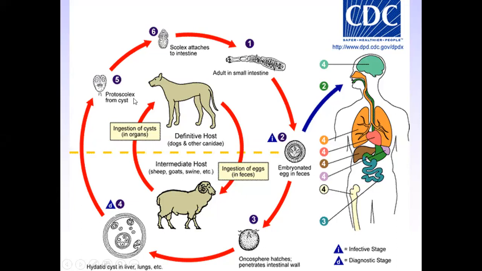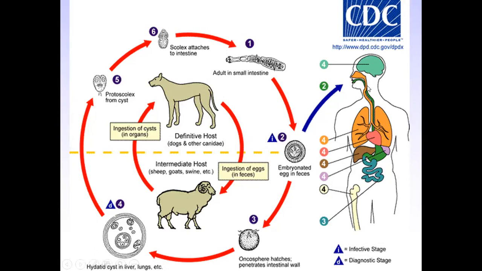And from here, the protoscolex will emerge, and this protoscolex will then evaginate, and it will attach to the intestines, grow into the adult worm in the intestines of the definitive host, and start the cycle all over again. These embryonated eggs, which are passed out in the fecal matter of the dog, can, during the handling of the dog or during contamination of water and food, be ingested by human beings.